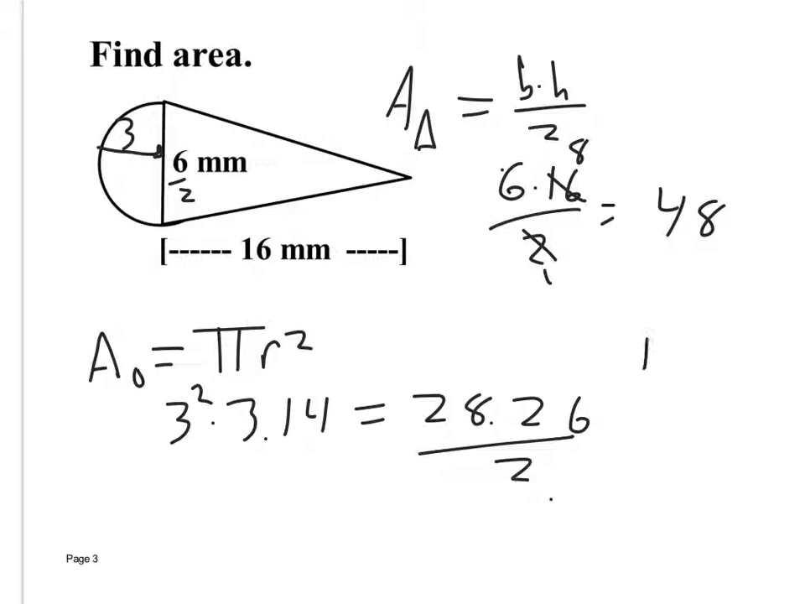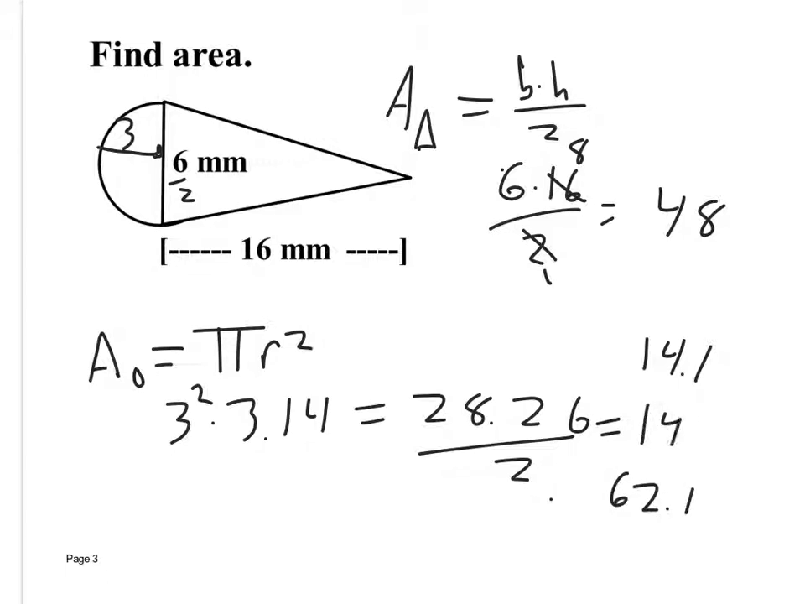I get 14.13, which I'm going to round to the nearest tenth here. Right? And then I do what? How do I find this total area? Add 48 with 14. Okay, I add my 14.1 that I got for the semicircle with my area of the triangle, which is 48. Right? Which, what is 48 plus 14.1?